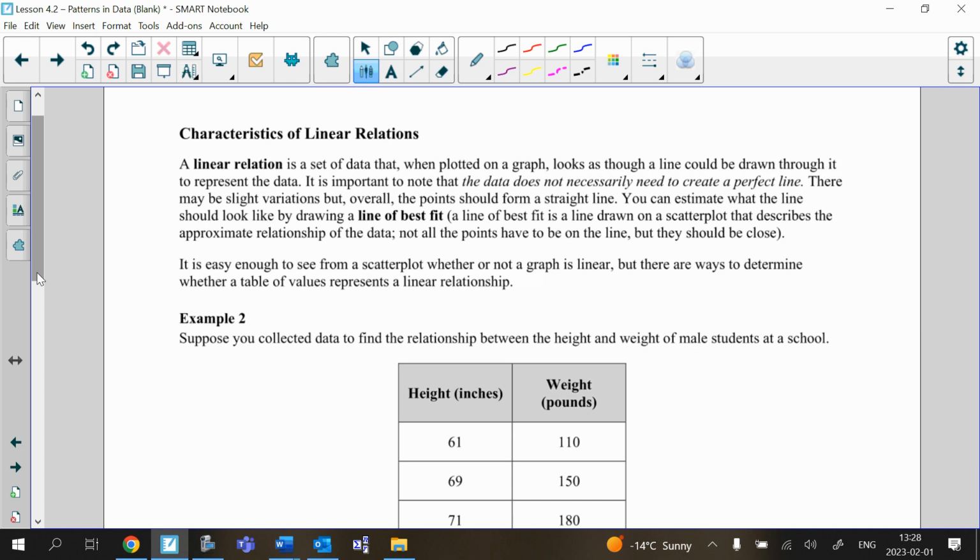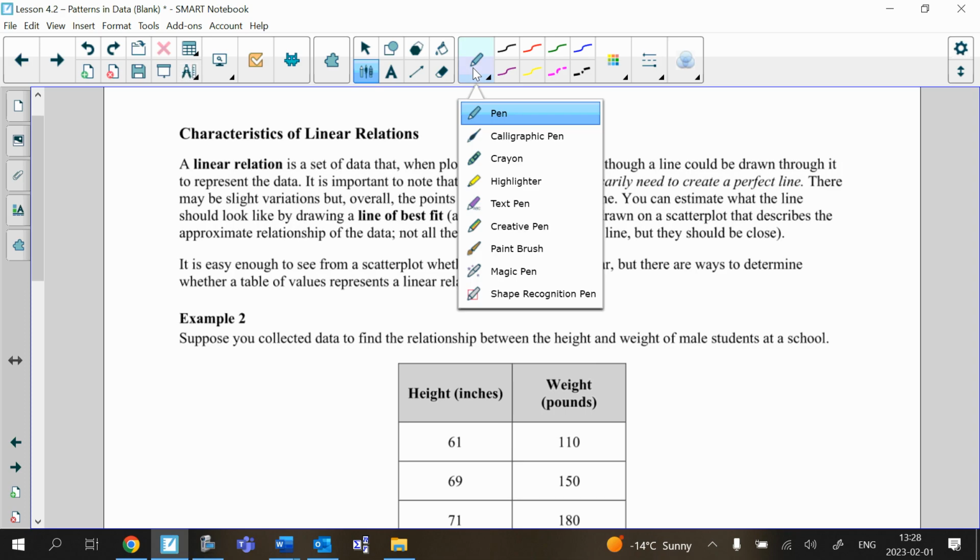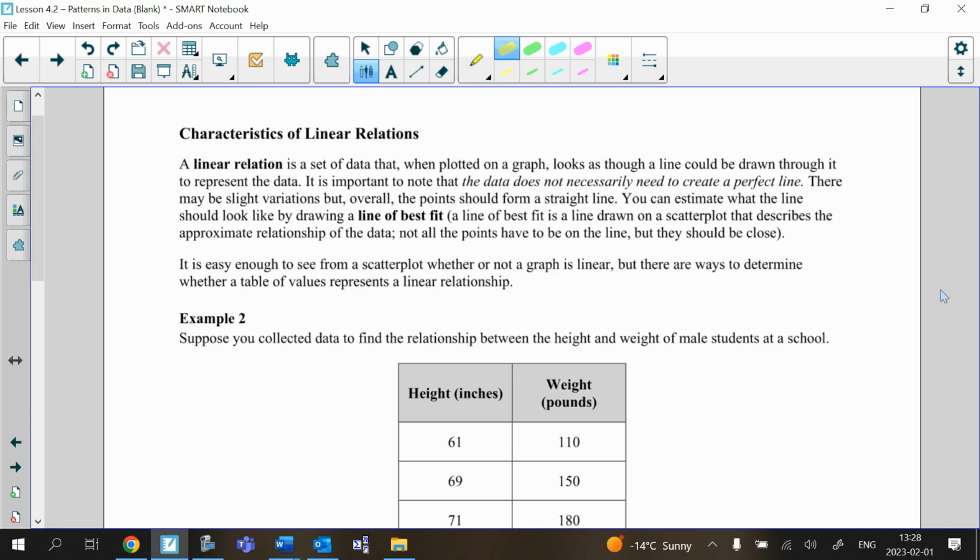The data does not have to go through every single point. If it just looks like everything's going up in one direction or coming down, we can call it linear, as long as it doesn't curve as well.